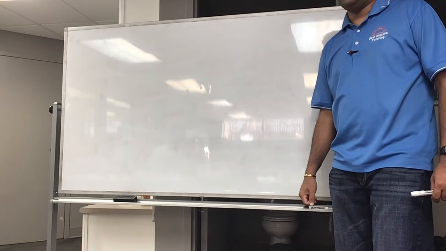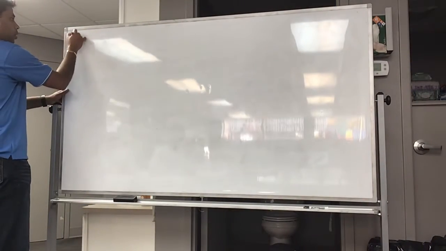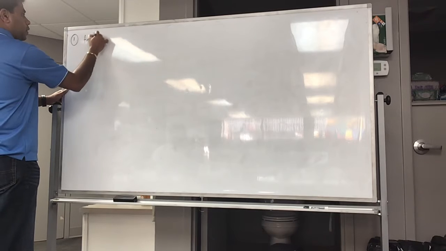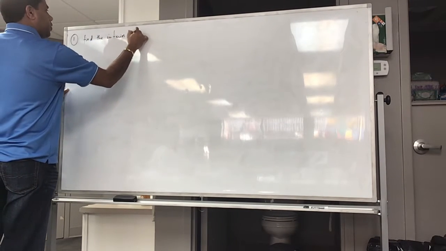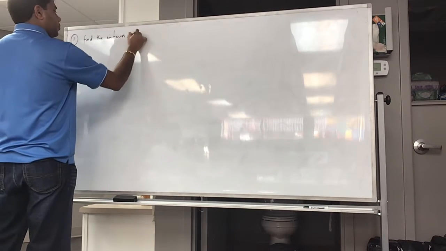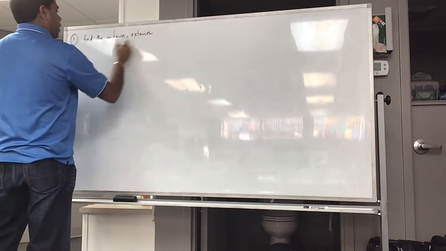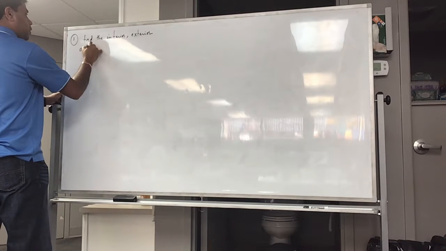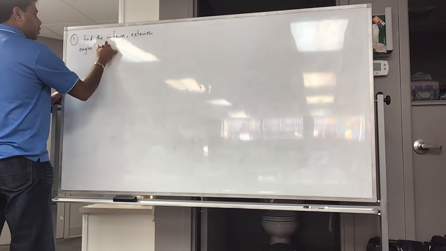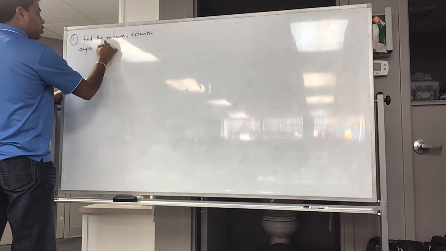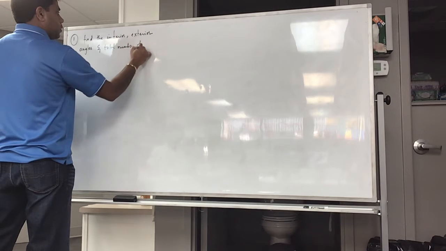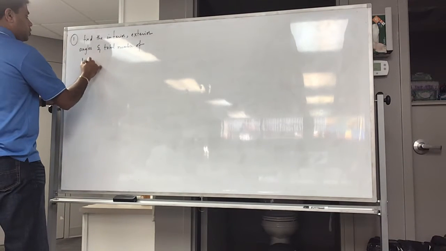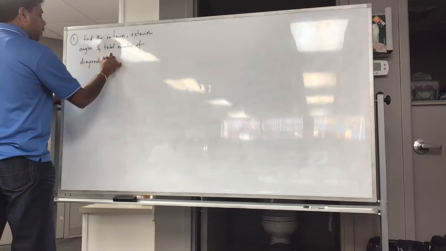All right, let's get started. First question. Find the interior angles, exterior angles, and total number of diagonals in a heptagon.